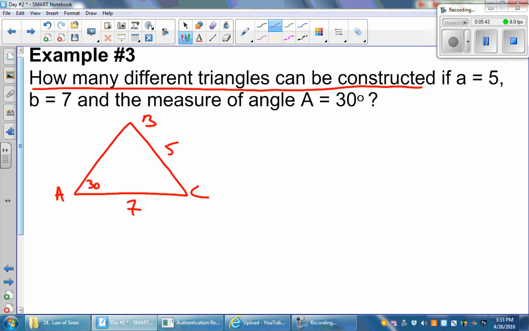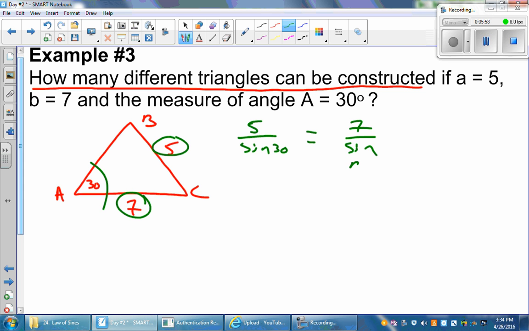So once again, if I take a good look, I'm going to notice that I do have two sides and one angle. That angle is going to lead me to the law of sines. Set up my proportion. I'm going to say 5 over the sine of 30 is equal to 7 over the sine of b.